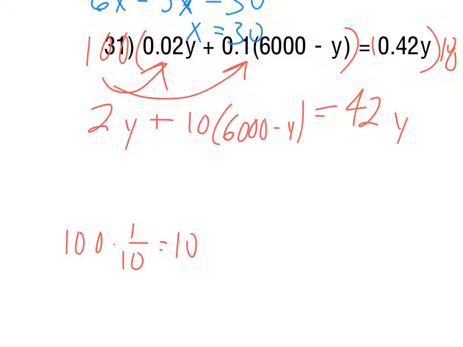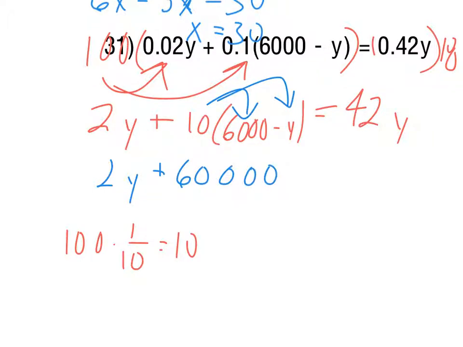From there we would distribute the 10. So we get 2y plus 60,000. Then I write a 2 for some reason. All right, try that again. So 60,000 minus 10y equals 42y. Combining the y's on the left would give us negative 8y.